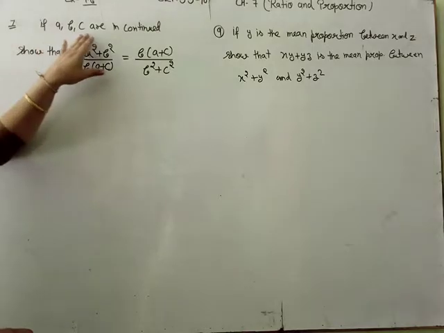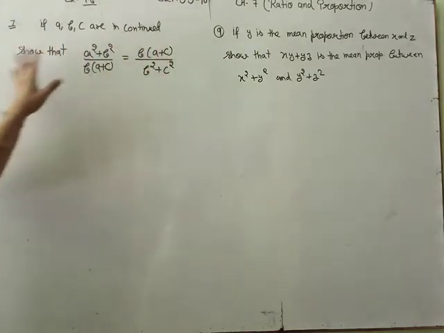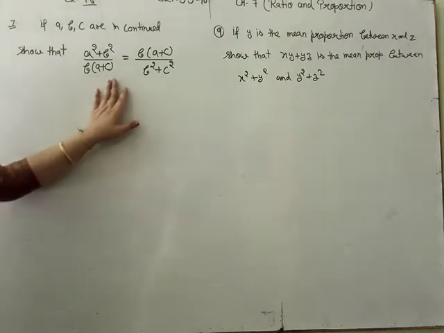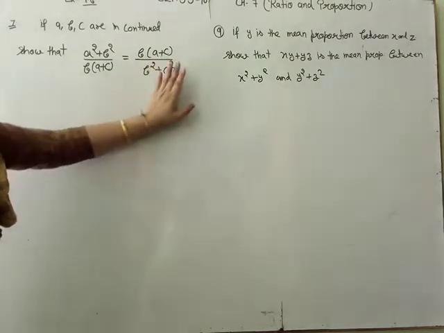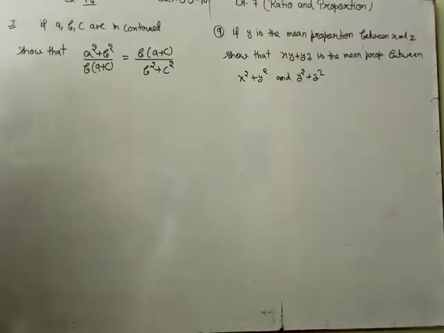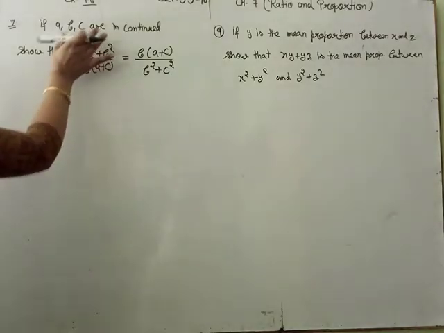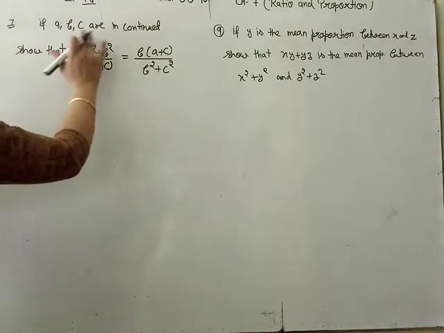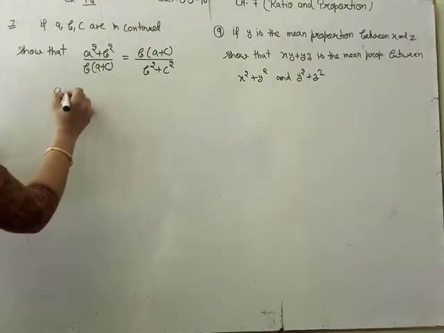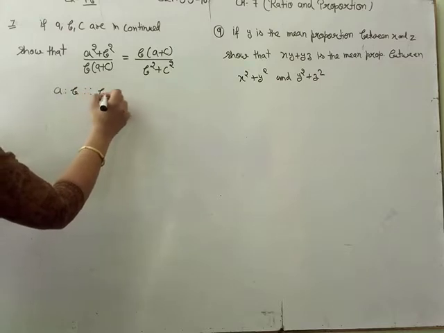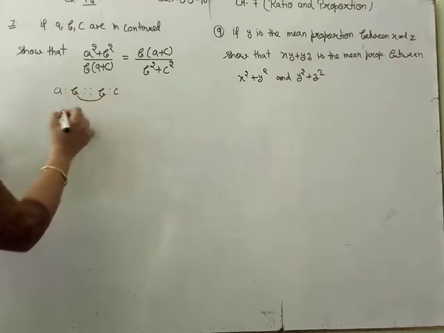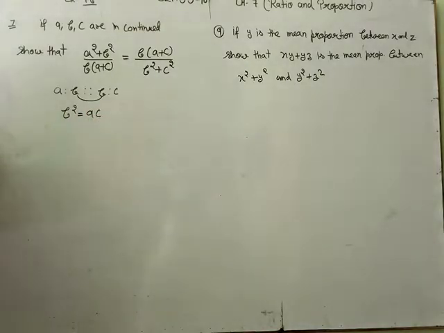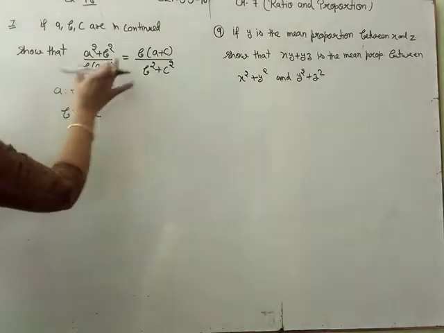Student, if a, b, c are in continued proportion, then show that (a square plus b square) divided by b(a plus c) equals b(a plus c) divided by (b square plus c square). If this is given, with the help of it, we have to show that this equals this. If a, b, c are in continued proportion, then a ratio b equals b ratio c, and we write this as b square equal to ac. Okay, b square equal to ac, and we have to show that this equals this.